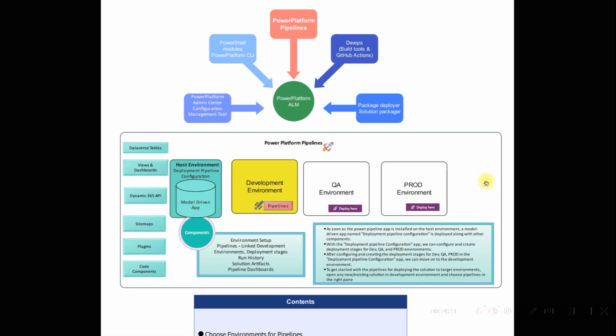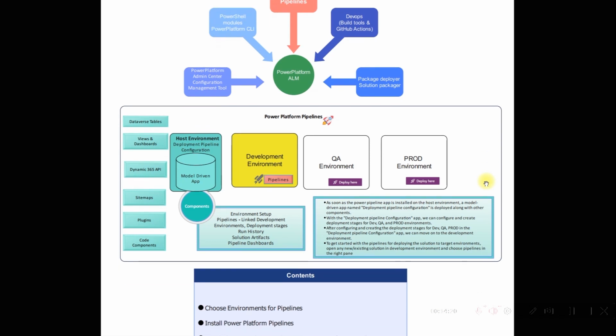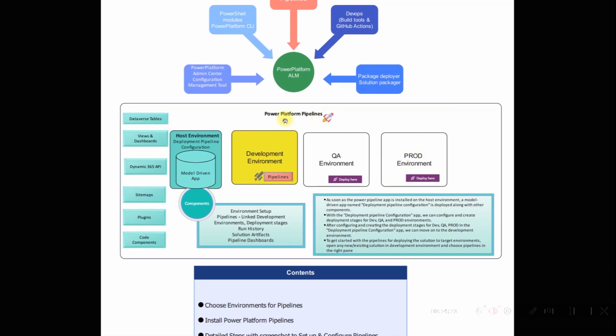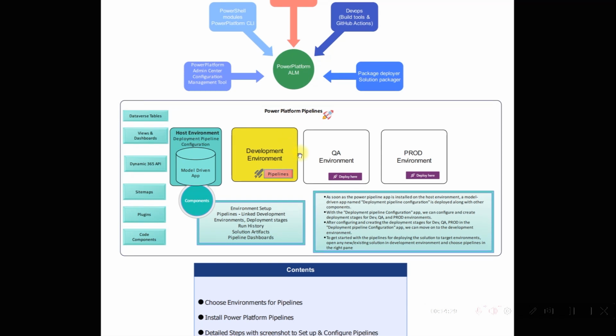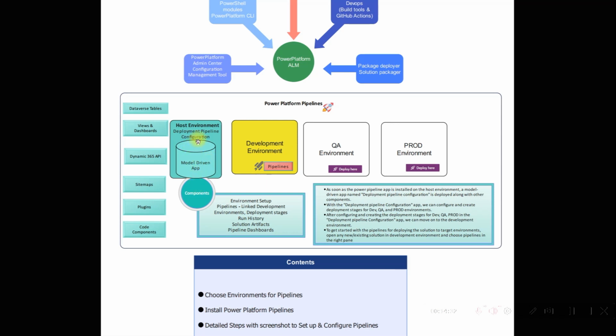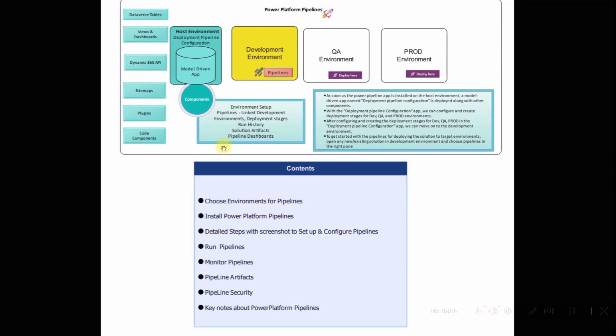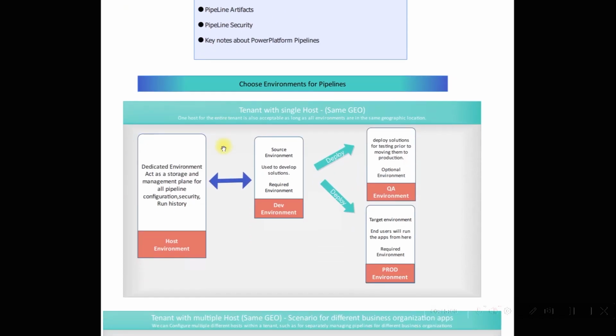So far, we have seen what tools and apps are available for managing ALM in Power Platform and how those are different from Power Platform pipelines. We got the major overview of Power Platform pipelines, how it gets installed and what environments are required for getting started with Power Platform pipelines. We also talked about the deployment pipeline configuration model-driven app, which will be used to configure and run the pipelines, and how to choose the environments for the pipelines.